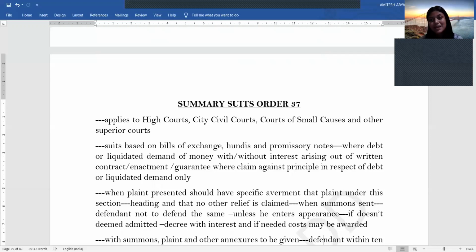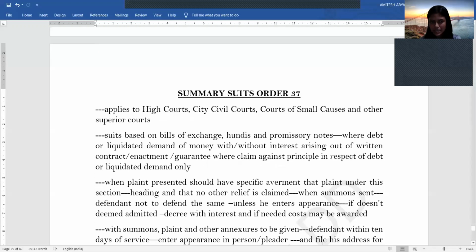And when the summons is being sent, here the summons is not sent for the defendant to come and defend it. He does not have a first right to defend it. If he appears before the court and says that I am denying the same and I want to defend this particular suit, then only he can defend it. If he is not appearing, then it is deemed that he has admitted whatever is there, and the court accordingly will decide on the merits whether the decree should be awarded with interest, costs, etc.